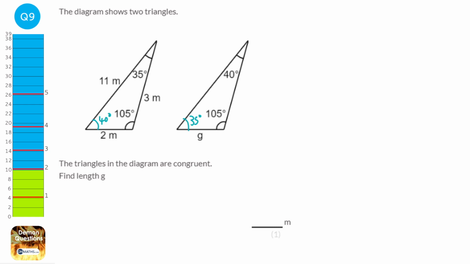So the tempting answer is to say that G is 2 meters because they're both at the bottom of the shape. But have a look at where 2 meters is and have a look at where G is. G is between 35 degrees and 105 degrees. It's the length between those two angles. Well, the 2 meters is between the 40 degrees and the 105 degrees. So if we look at this left-hand triangle and see where the 35 degrees is, it's up here. So actually the corresponding lengths are this one and this one. And because they're congruent triangles, we know that the lengths are going to be the same.